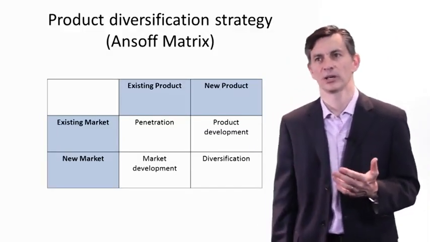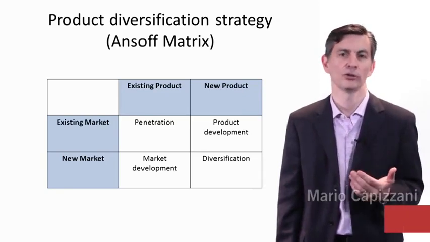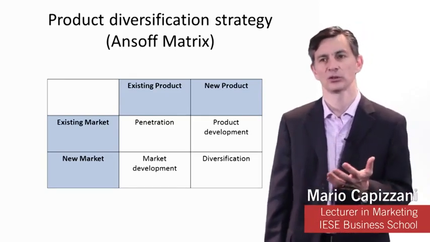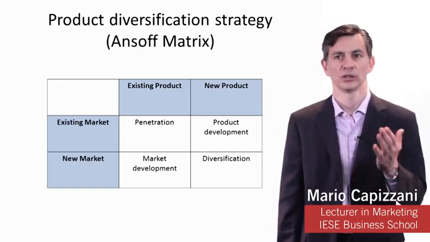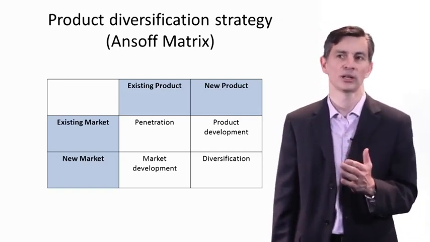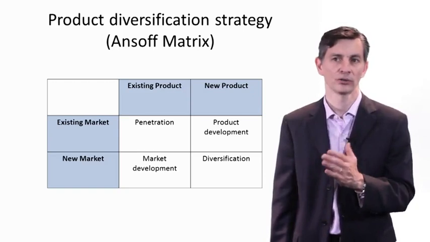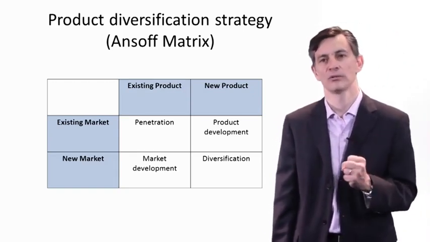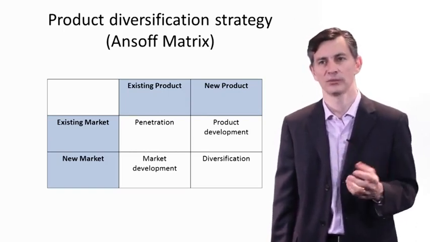Let's look at this product diversification strategy, also known as the Ansoff matrix, right? The matrix suggests that there are two possibilities: to diversify in existing products or via new products, or in existing markets or in new markets. And each one of these four possibilities has a different name.